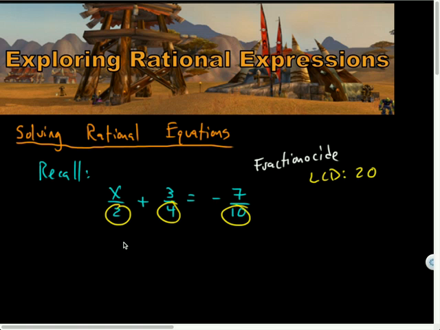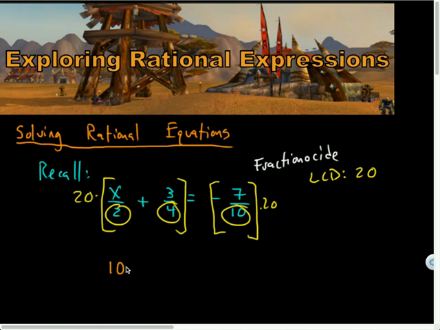Now I'm not multiplying top and bottom by 20, and I'm not multiplying each fraction by the part of the LCD it's missing. I am multiplying each side of the equation by the LCD. So multiply by 20, multiply by 20 here, and behold what happens. 20 divided by 2 is 10, times x is 10x.